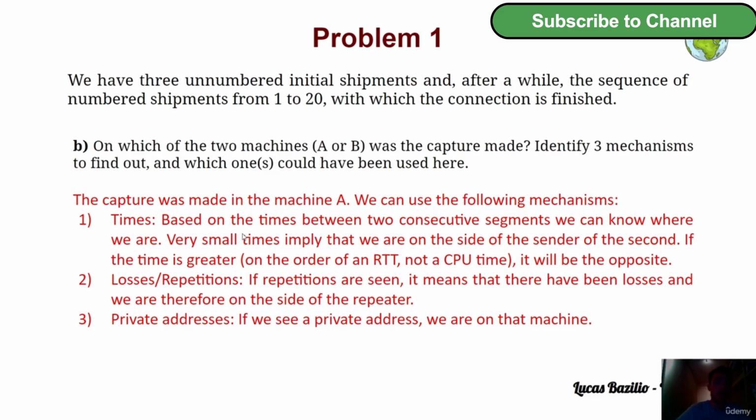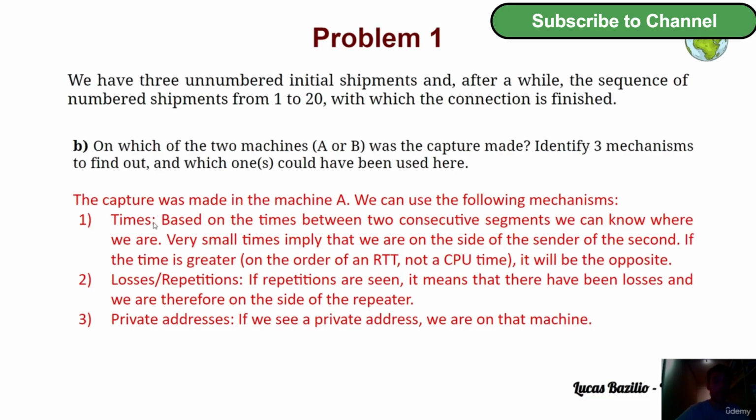Essentially, based on the times between 2 consecutive segments, we can know where we are. Very small times imply that we are on the side of the sender of the second segment, and if the time is greater, on the order of a round-trip time, then it will be the opposite. We are going to see that this is a viable and feasible mechanism that we can apply in this problem.